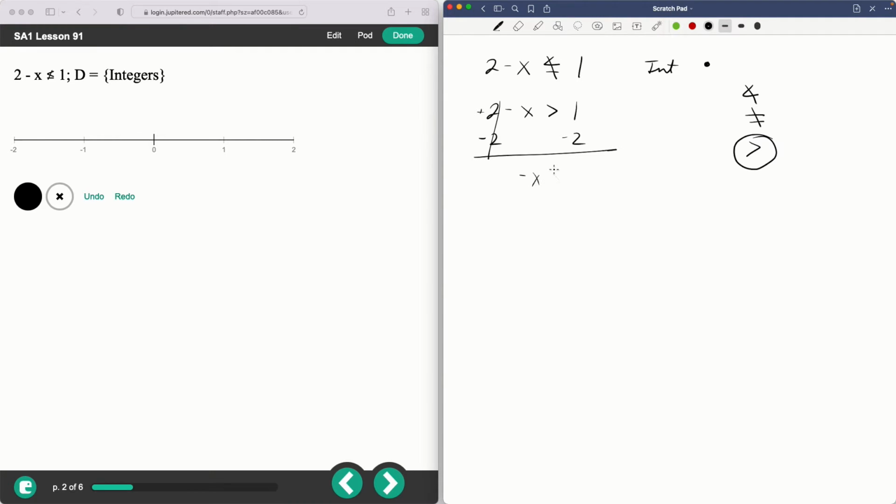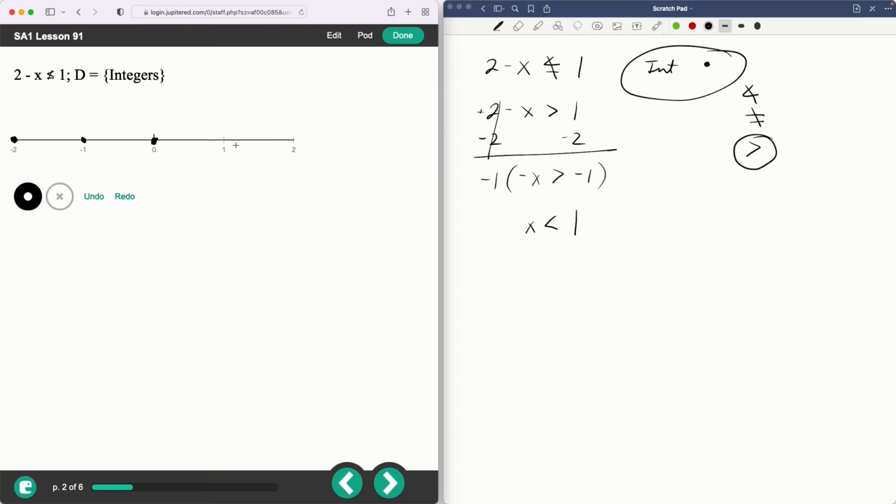So we have a negative x is greater than a negative 1. We do not like to have a negative x. We can't solve that. So we multiply everything by negative 1, and when we do that, we get a positive x, but we have to flip the sign to x is less than positive 1. This is what we're going to graph. And because it's the domain of integers, we only graph those integers that are less than positive 1. So we only put in a dot here, a dot here, a dot here, and a dot here. That's it. That's all we do.